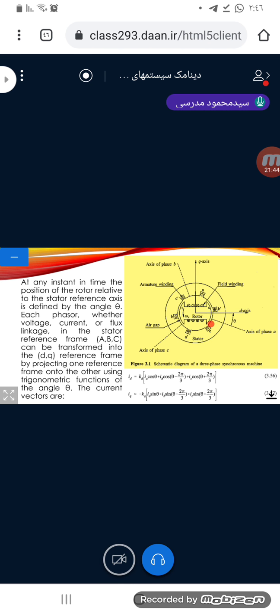If you see the figure, for example, if we have this vector, we can have two vectors in the q-axis.